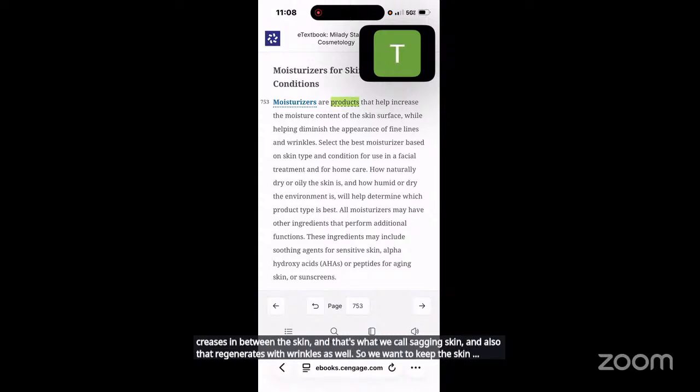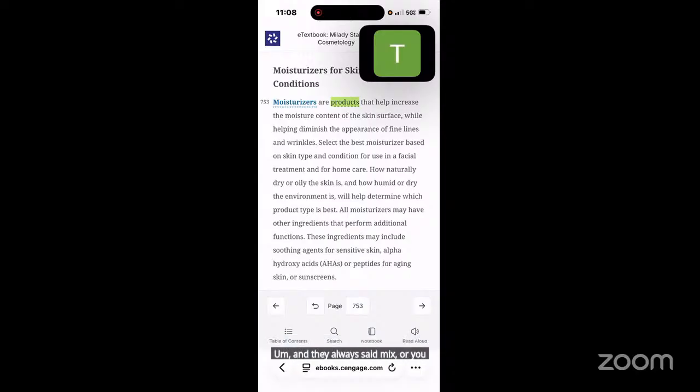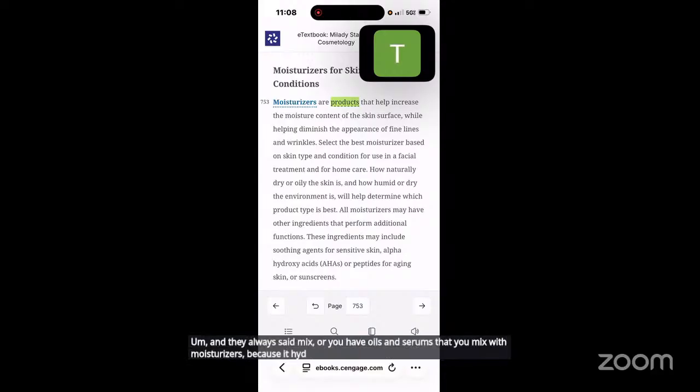This is why you have night creams that look like moisturizers. And you have oils and serums that you mix with moisturizers, because it hydrates and regenerates the skin, and it's going to help prevent issues that happen with aging skin, such as wrinkles.